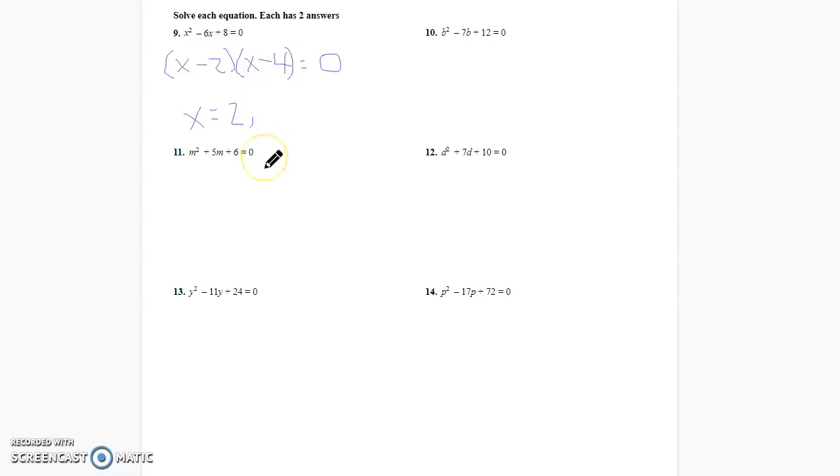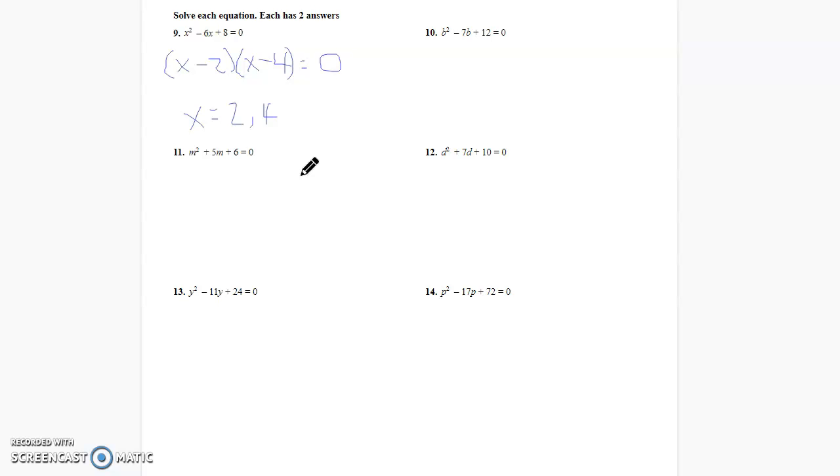Comma. Yeah, now welcome to using commas in math. And the other answer is, well, x minus 4 equals 0. Well, if I make x 4, I get 4 minus 4 is 0. And then over here, yeah, 4 minus 2 is 2. And 2 times 0 is 0. That's the answer. Okay? All right, so 2 and 4.